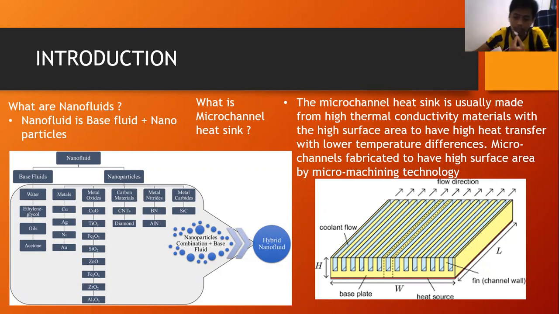As you can see, this is the shape of the microchannel heat sink, where this is the flow direction for the coolant flow, this is the base plate for the microchannel heat sink, and this is the fin, and this is where the heat source is, where the microchannel absorbs the heat.